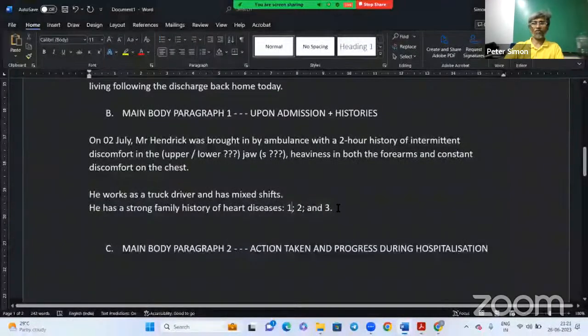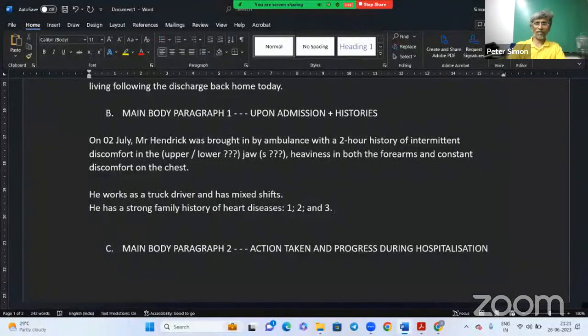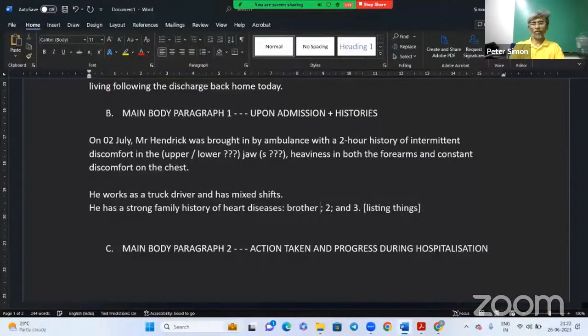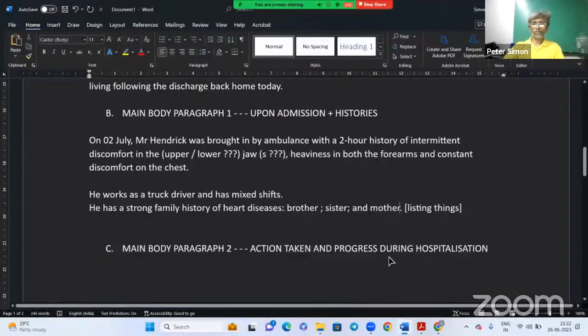This is called a listing of things. Listing things. This is very special. Listing of things: A, B, and C. So first one is about brother. Then second one is sister, and then third one is mother. So you can write the 3 histories. The next one.